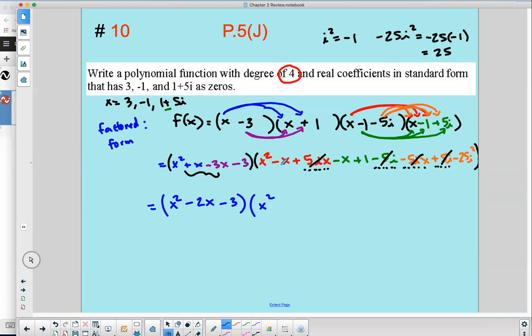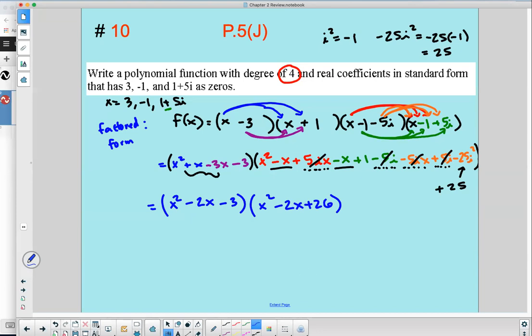Now notice I still have a minus x and a minus x left over. They're both negative, so they don't cancel each other. So that just becomes a minus 2x. And then I have a plus 1, and that is the same thing as a plus 25, positive 25. That's what I got right there. So 1 plus 25 is going to be 26. So finally, the longest problem ever, to get the answer, we need to multiply this out one more time.